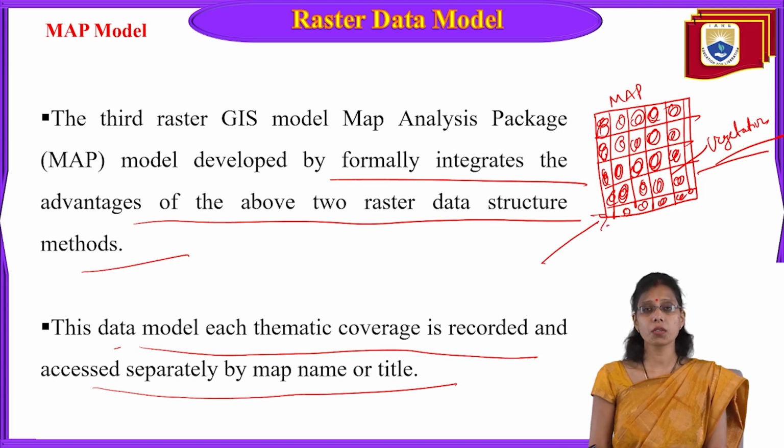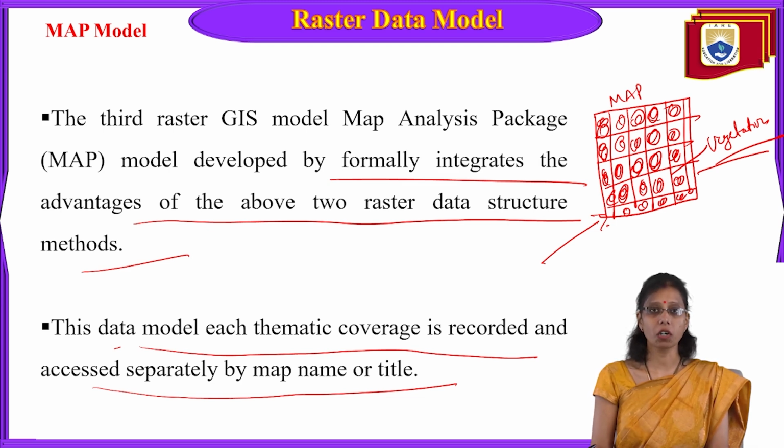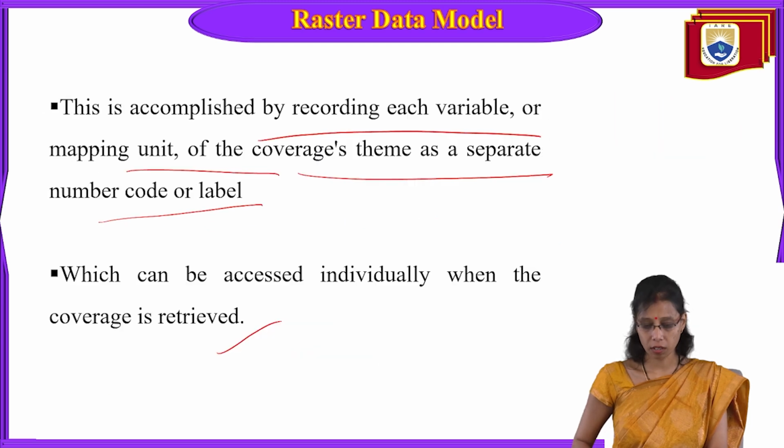I hope you understood the different data models in raster GIS: the grid model, the in-grid model and the map model. So what is raster GIS? Raster GIS represents the data in the form of grid formats. Each cell has a different DN, digital number, which shows the features present in it. So it can be represented either in the grid, in-grid or map form. These are the three types of raster GIS data models.